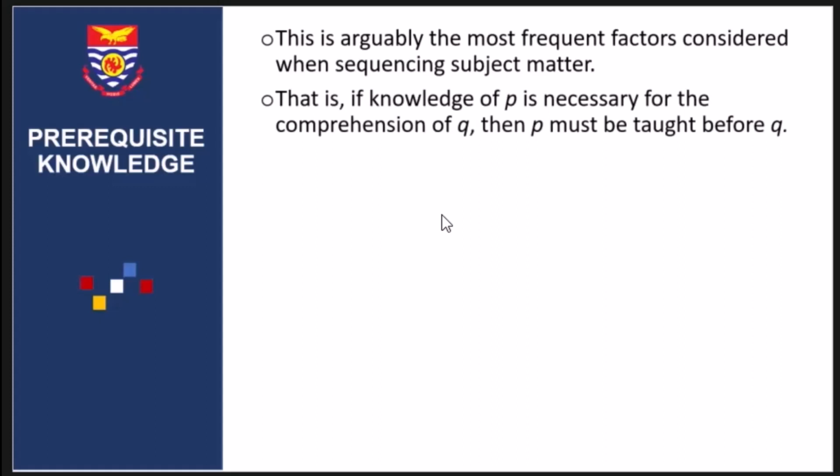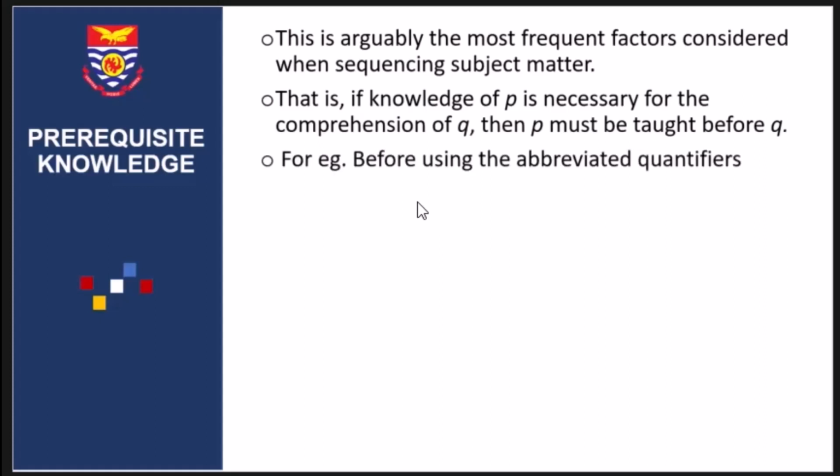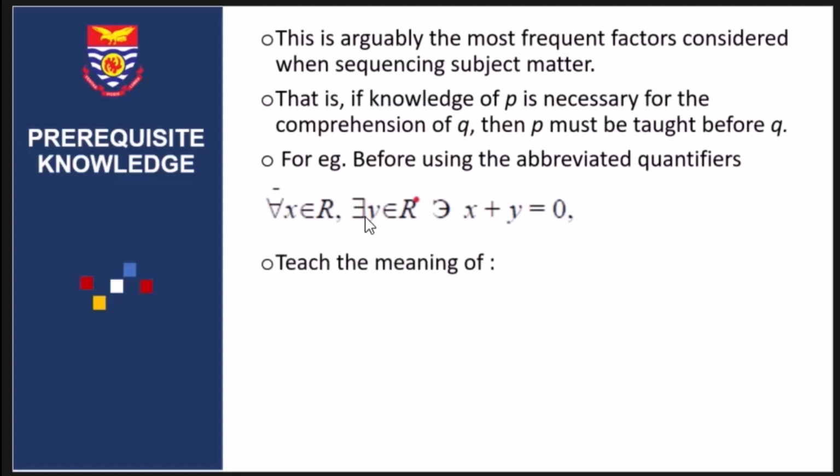So what do you mean by that? If knowledge of P is necessary for the comprehension of Q, then P must what? Be taught before Q. As simple as that. For example, before using the abbreviated quantifiers, let's look at that. These quantifiers, you see all these symbols being used. If the student doesn't know what each of these symbols stand for, you cannot use it in a mathematics class. So before you teach this quantifier, you must explain the meaning of what each of these quantifiers mean.